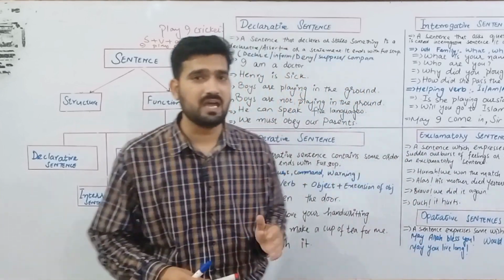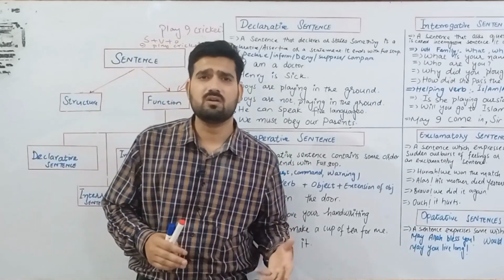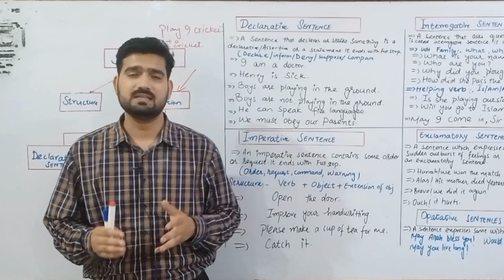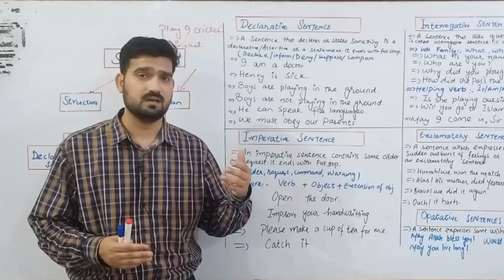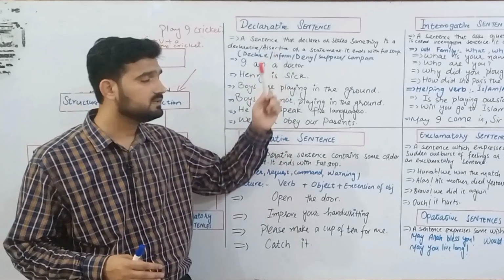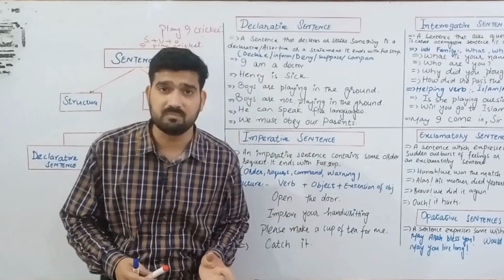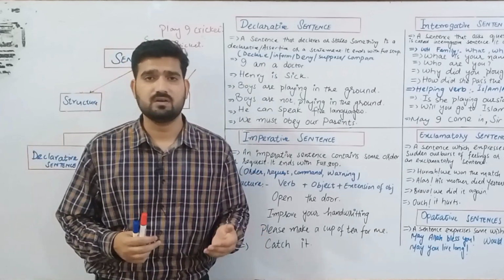First, we have the declarative sentence. A declarative sentence is to declare or state something; it is just a statement. It can be named a declarative sentence, an assertive sentence, or a statement. It has different names, but it always follows some statement.